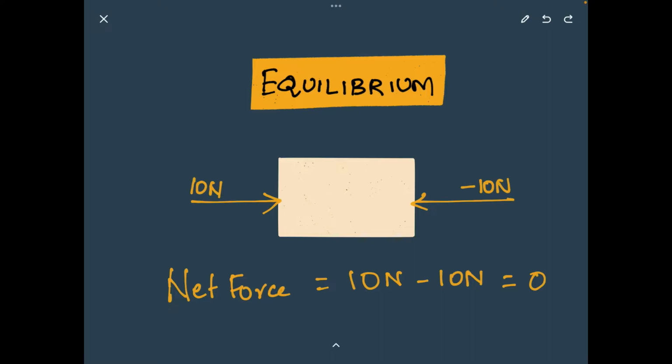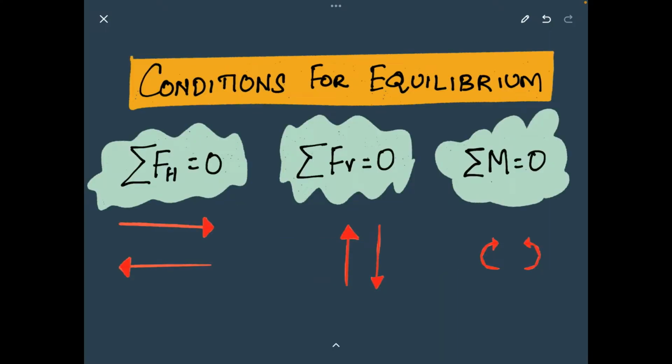So when the net force acting on the body is 0, it represents that there is no resultant force acting on the body, and therefore for an equilibrium system there will be no resultant force. Now coming to the conditions of equilibrium, well, it's fairly simple, right?